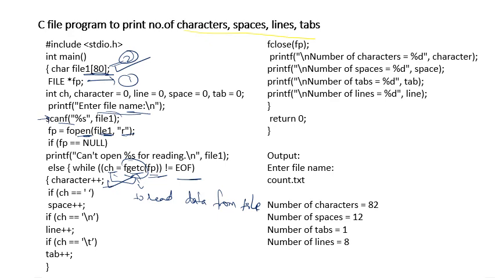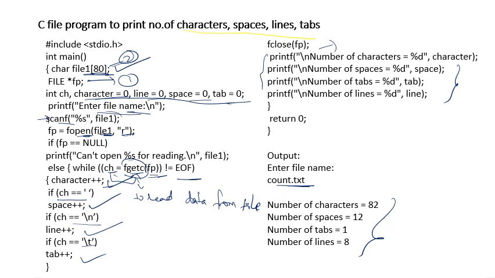Initially we have set everything to 0: characters, lines, spaces, tabs. Then if ch is equal to space, increment spaces. If ch is equal to backslash n, increment lines, and if it is a tab, increment tabs. Then print all these values using printf. Before going for printf, close the file and then print. So when we enter a file name, we get all this data which is present in the file.